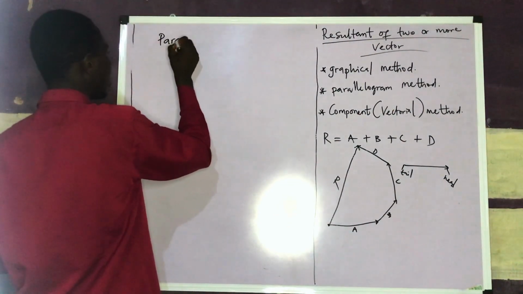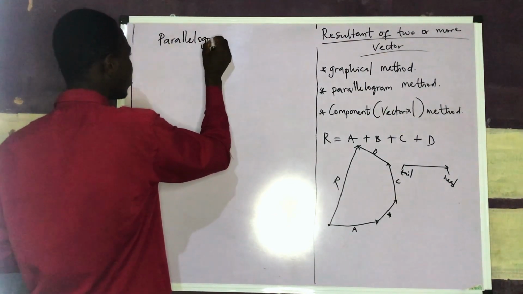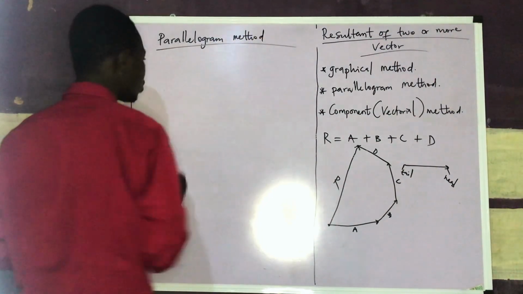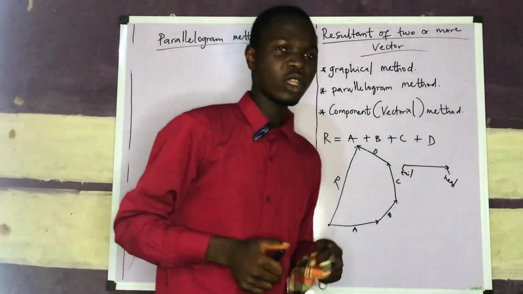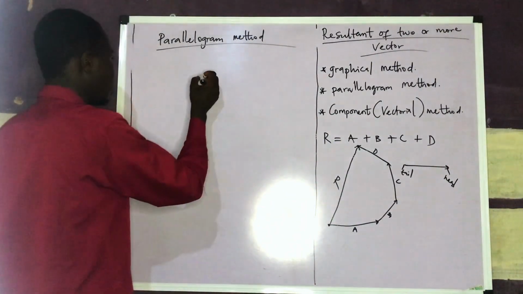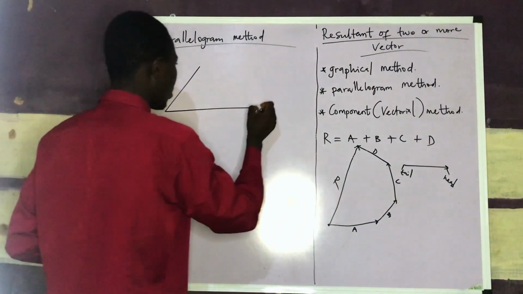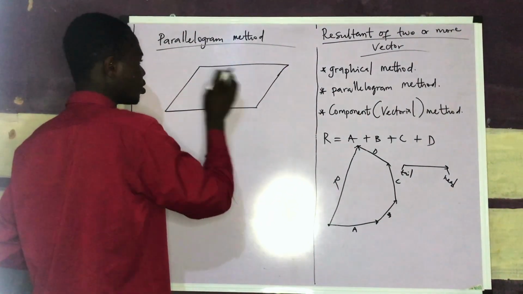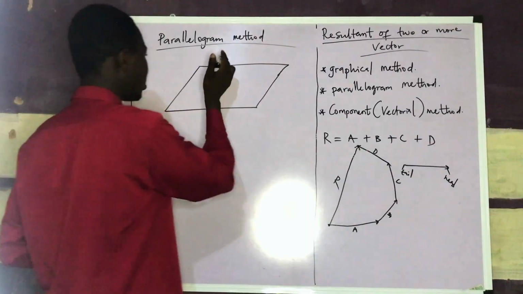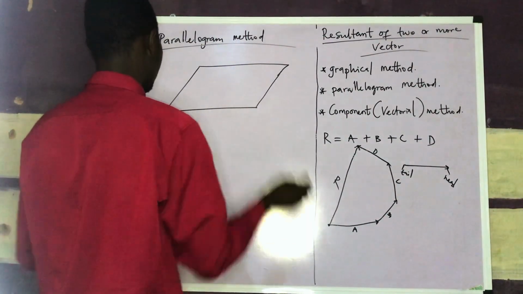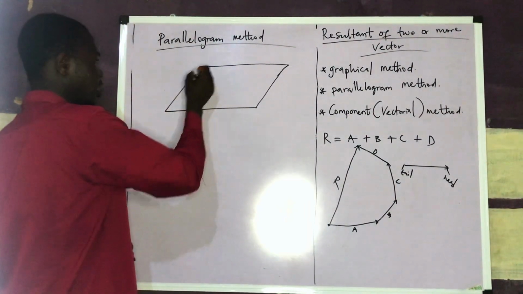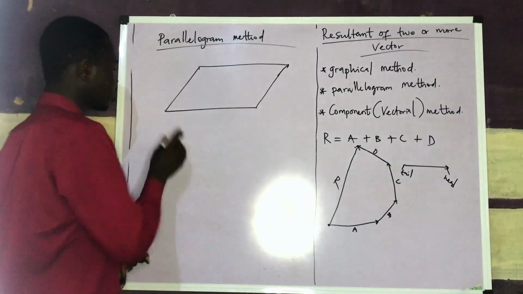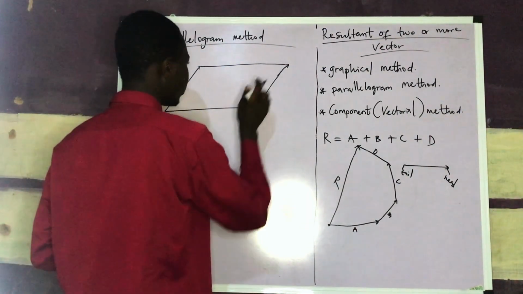Parallelogram method. So we have the parallelogram law of vectors. This is a parallelogram. These are the sides, the diagonal side and the horizontal side. The opposite sides are always equal. This place is equal to this place, and this place also is equal to this place.